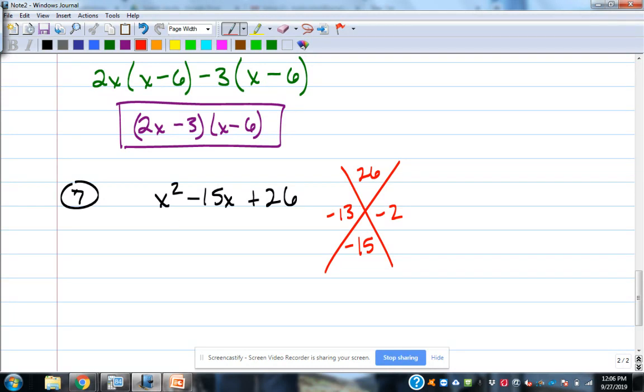Yes. And I want you to take that shortcut. At this point in your Algebra 2 world, you need to get faster at doing some things. And when there are shortcuts available, let's take them. So this is x minus 13, x minus 2, and you're done.